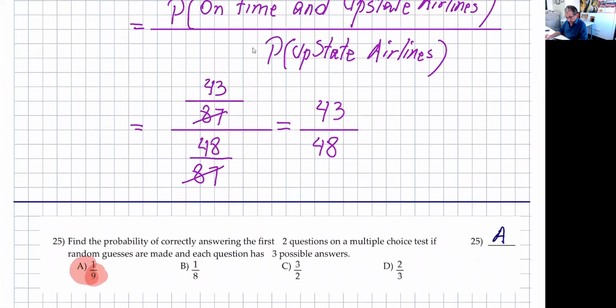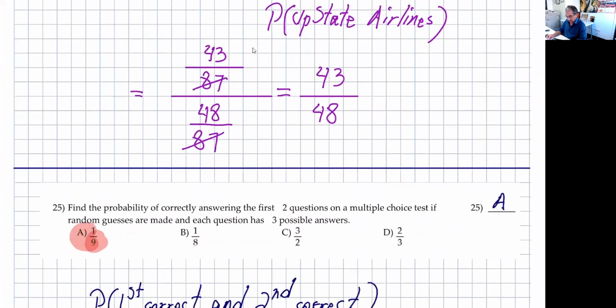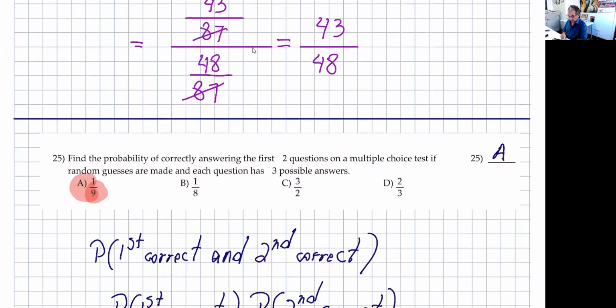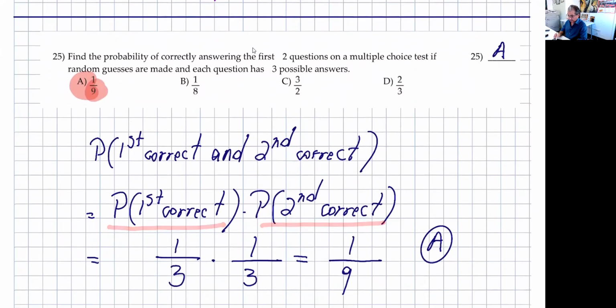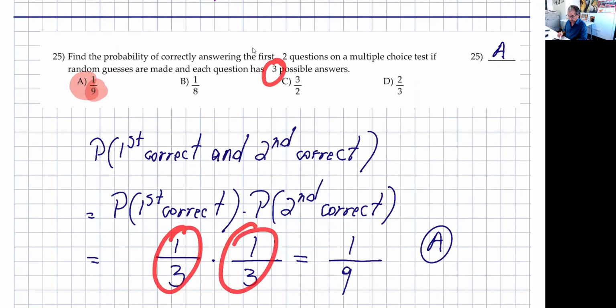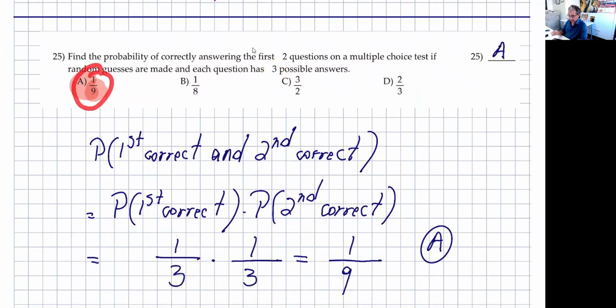Number 25, find the probability of correctly answering the first two questions on a multiple choice test if random guesses are made and each question has three answers. First of all, three answers means what we want is the first one to be correct and the second one to be correct. So these are independent events. You take the first one correct times the second one correct. These are out of three possible answers. So it's 1 over 3 times 1 over 3, which is 1 over 9. So A is the answer.